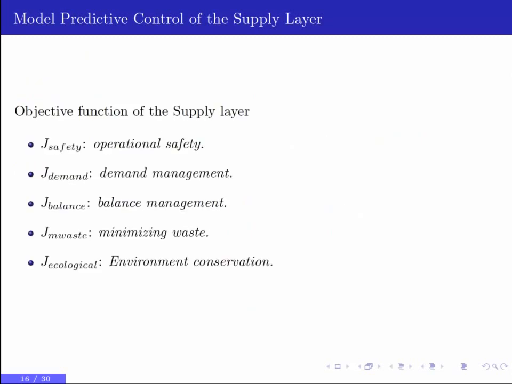And control objectives in the supply layer include appropriate water storage maintenance for emergency handling, demand slackness penalty for irrigation, balance management for usage of rivers, water waste minimizing and ecological level conservation. Sampling time of this layer is 1 day.